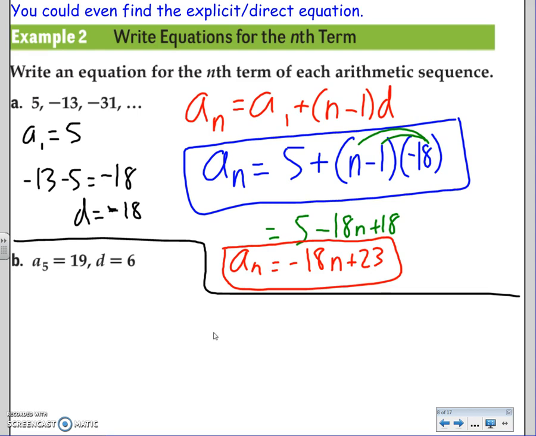Here, we're going to find the same formula, same equation. a sub n is a sub 1 plus n minus 1 times d. But they don't give us a sub 1. Now we could look for it, or we can use a shortcut, the alternate equivalent formula.